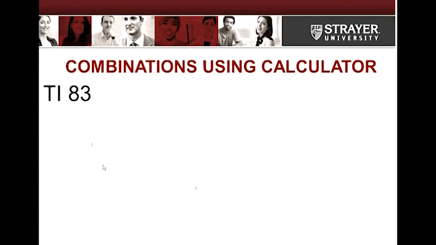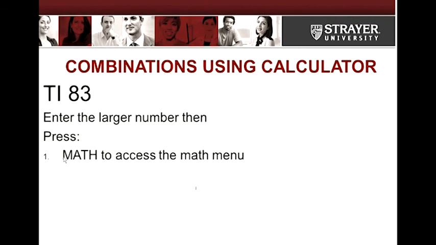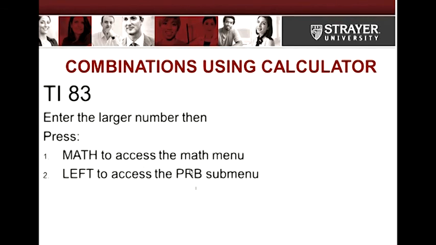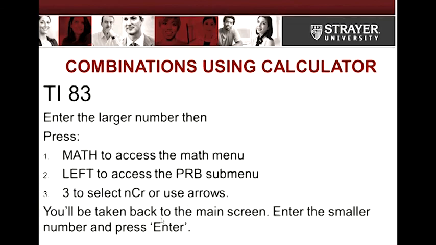On the calculator, the TI-83, go to the math menu, go left to the probability submenu, go to 3 to select nCr, you can just drop down to 3. Go back to the main screen, enter the smaller number, and press enter.